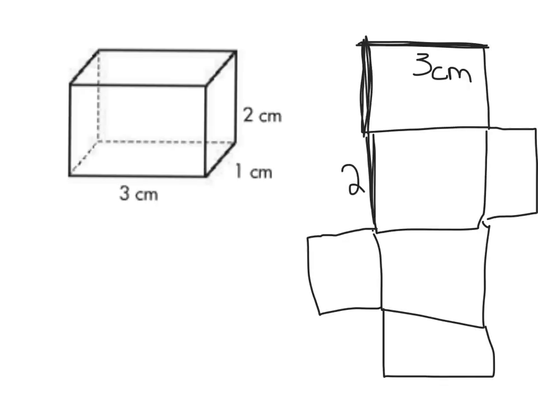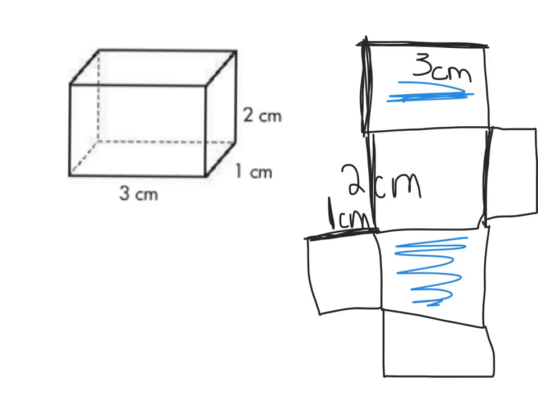So that's going to be 2, which means there'll be 2 here. And then we need to know this space, and that's going to be 1. Alright, so let's separate this out. We got our blue one, will match with this blue one. We got our red one, will match with this red one. And we got our green one that will match with this green one.